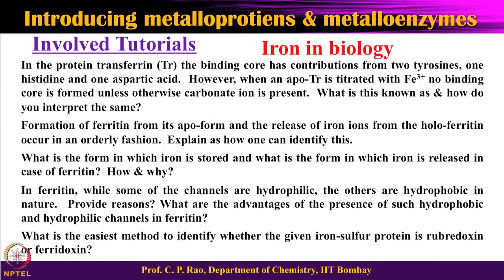Okay, let us come to the next question. Formation of ferritin from its apoform and the release of the ions from the hollow ferritin occur in an orderly fashion. Explain how. You know that the ferritin core is huge, about 70 to 80 angstrom, about 7 to 8 nanometers in diameter, and therefore about 4,500 ions can sit inside this core. If that many can sit inside the core, obviously you have to have a fashion by which they can be connected.